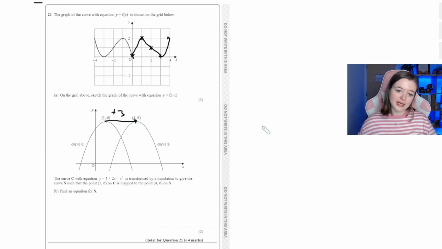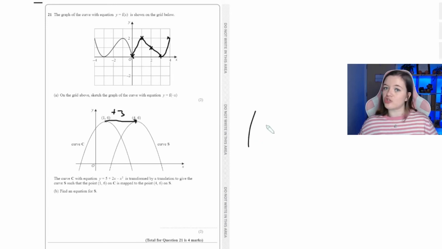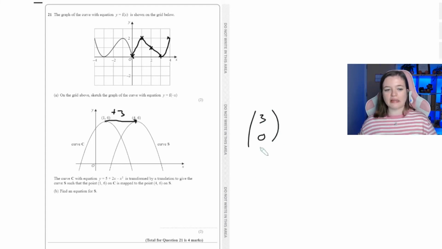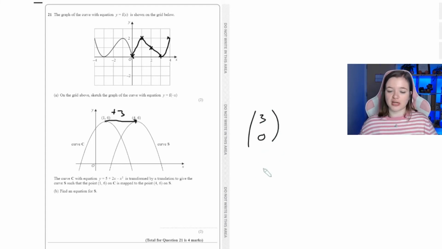So normally, in an everyday translation, that would be 3, 0. Moving 3 places right and none up and down. But transformations of graphs are a little bit trickier. They're a little bit different.